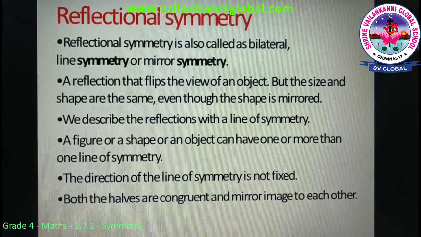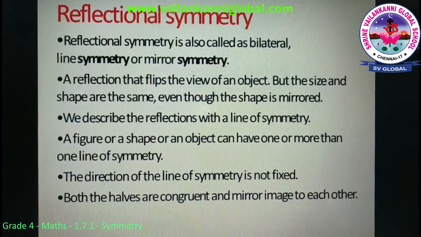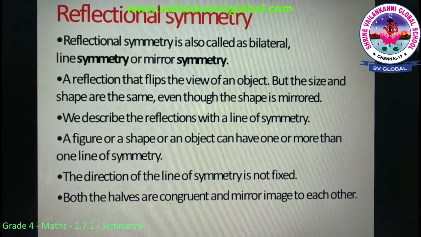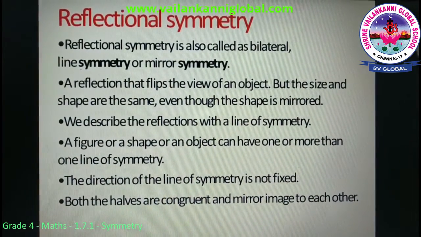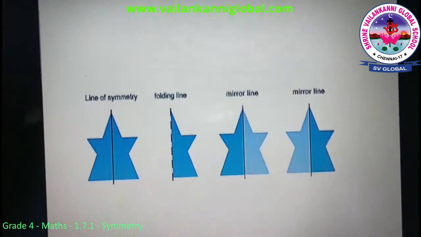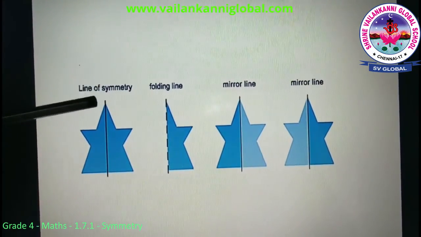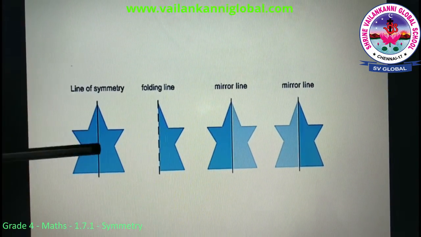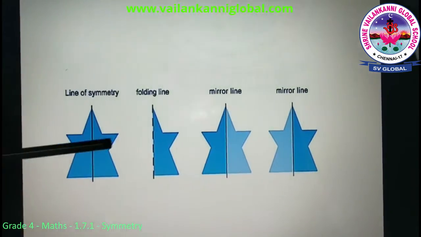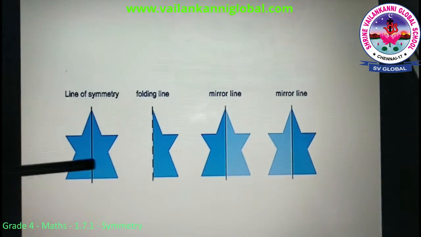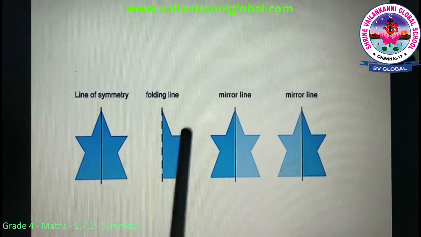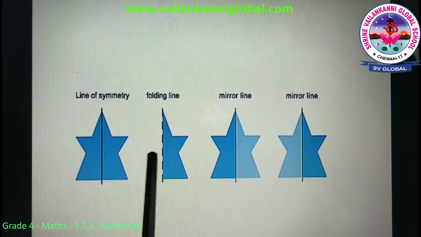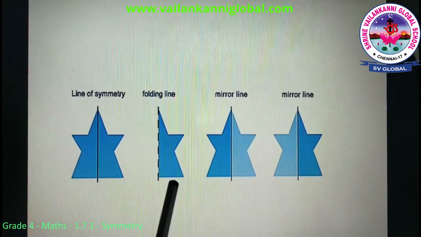Both the halves are congruent and mirror images of each other. Congruent is nothing but the same size. See, this is a line of symmetry, so the image is split into two equal parts. This side and this side, both sides are equal. Let's see here, when we fold one side, we get the second half.